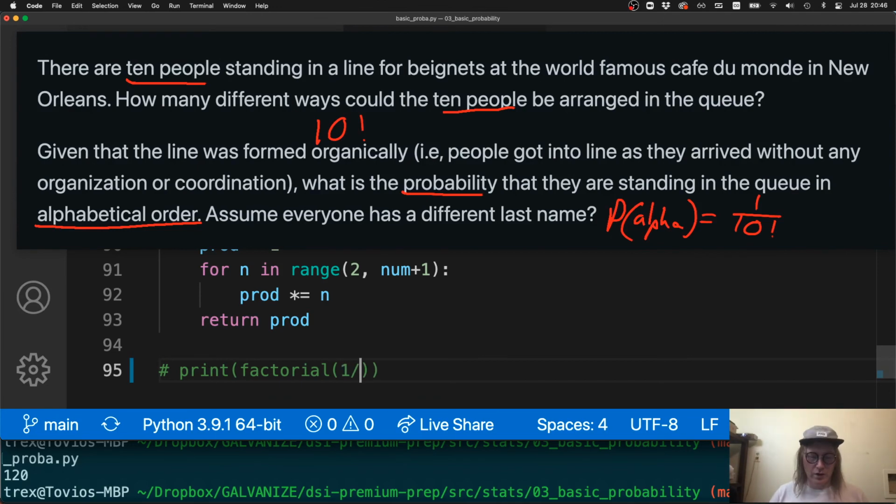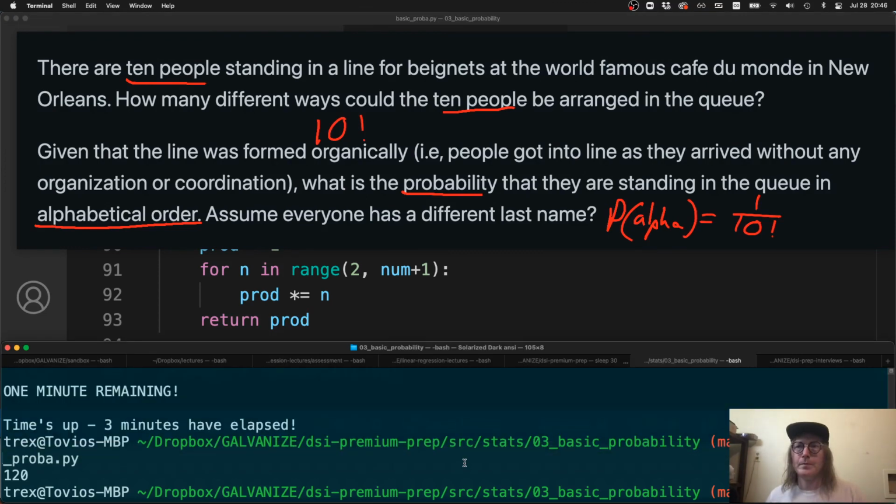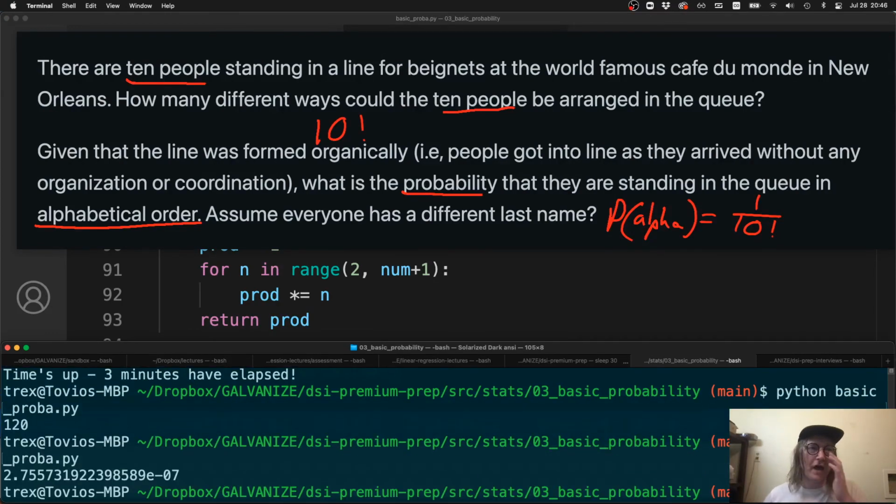So 1 over, actually, let's see what that is. 1 divided by factorial of 10. That is, like I said, a very small number. 0.000000275. Okay.